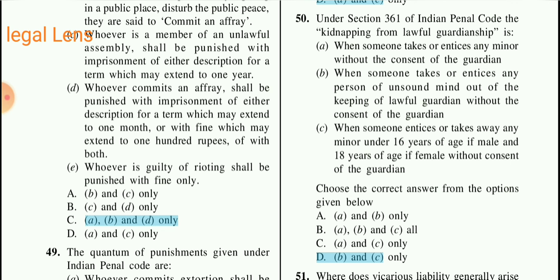Option number A is wrong, like when someone takes or entices any minor without the consent of the guardian. So option A is wrong. Options B and C are correct.